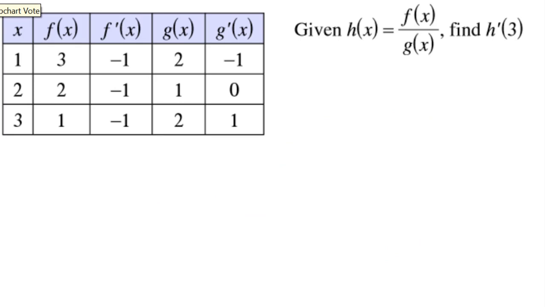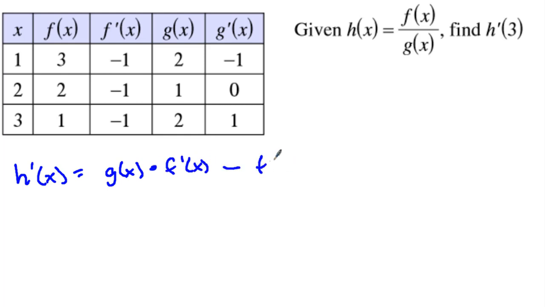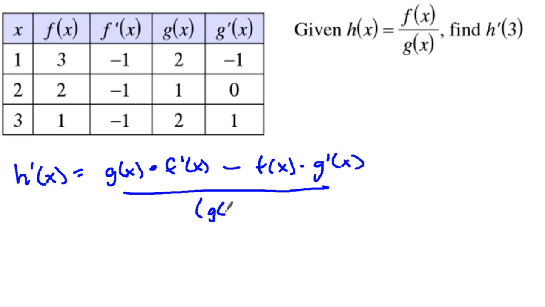Remember, with the product rule, we did one of these tables, and so I'm going to do one of these tables again. And remember, with the tables, the biggest and most important thing is do your product rule or your quotient rule and write it out. So we have g of x times f prime of x, minus f of x times g prime of x, all over g of x squared. Okay? And I'm looking to do h prime of 3.